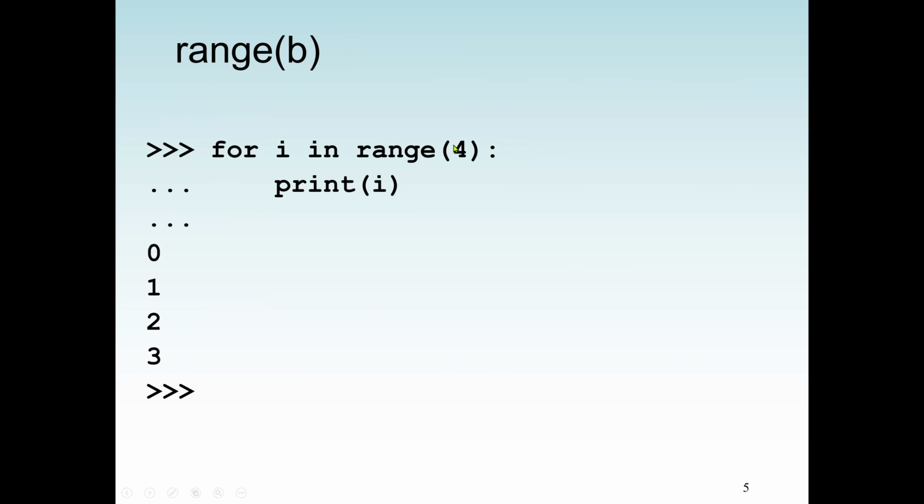So this will print from 0 to 3. So we can see the output 0, 1, 2, and 3. And again, what we are doing here is to print the counter variable each run of the loop. So if we have range 10, it means from 0 to 9. But if I have range 5 and then 10, it means from 5 to 9.